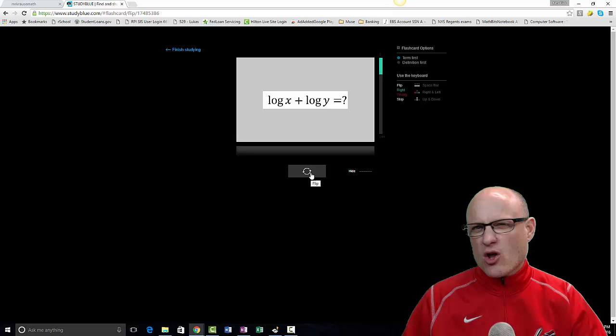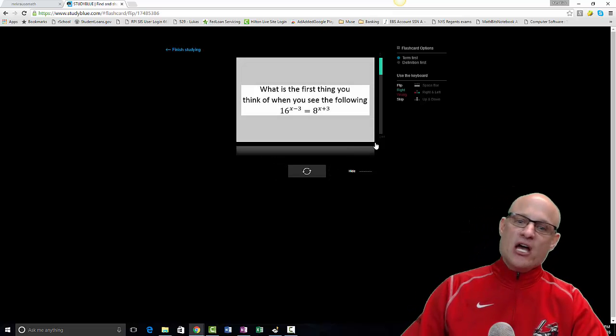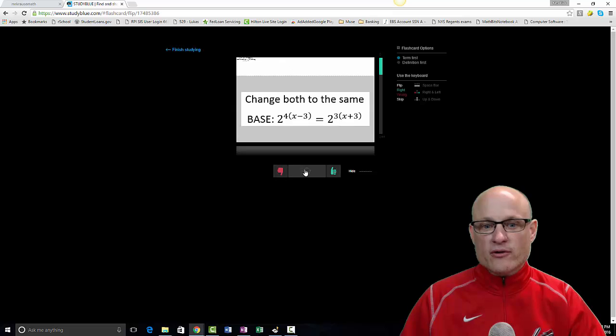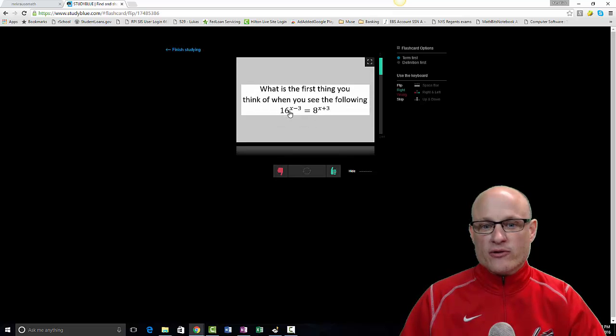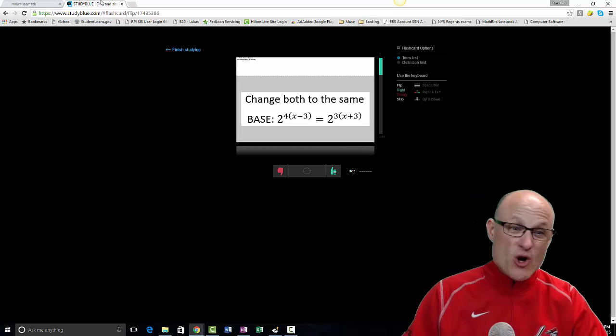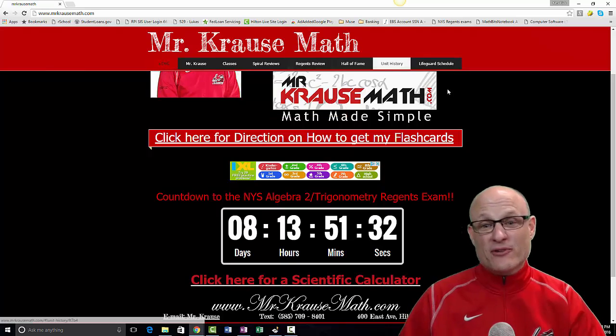Log of x plus log y. Oh yeah, that's log of x times y. I remember that. So see what you can do. Oh, what are you going to do with this one? Make the bases the same. So you're going to make this 2 to the 4th times x plus 3, and 2 cubed. See? 2 to the 4th is 16. 2 cubed is 8, and then you set the exponents equal to each other. But if you don't know these things, man, are you going to be in a lot of trouble. Please, please, please download the flashcards.